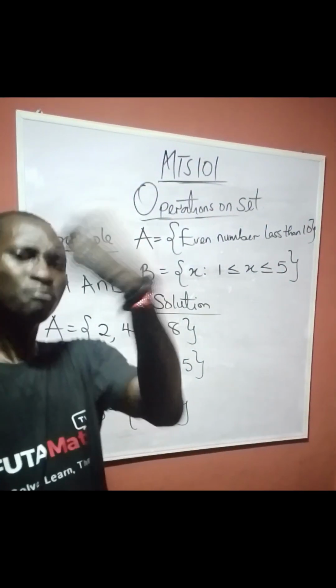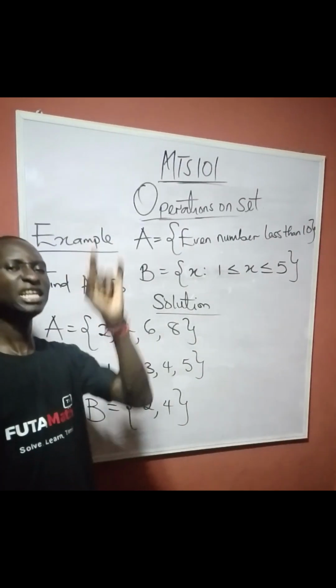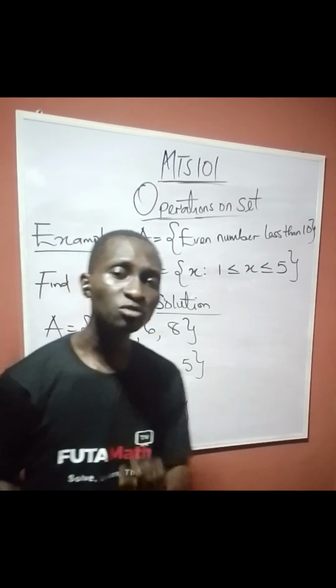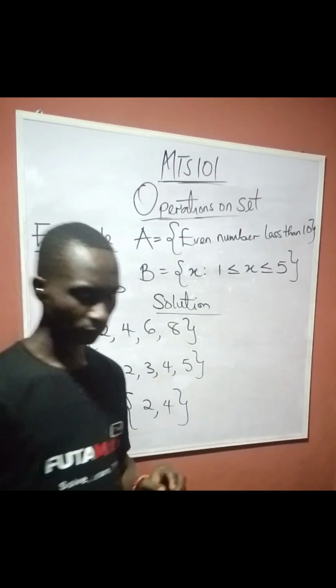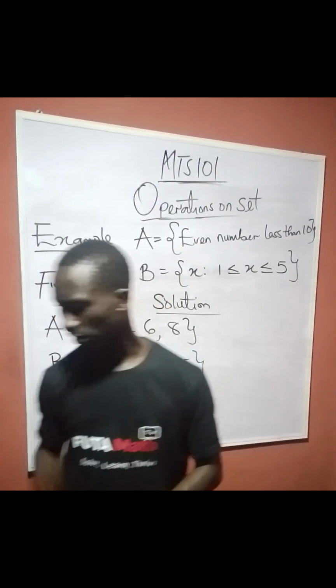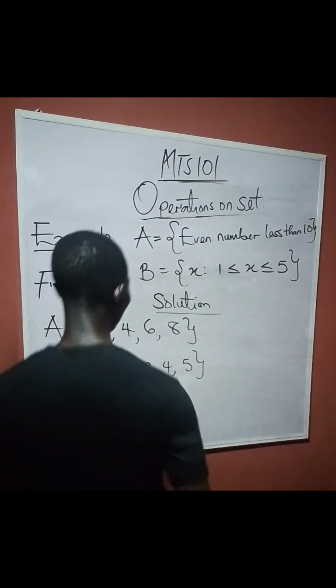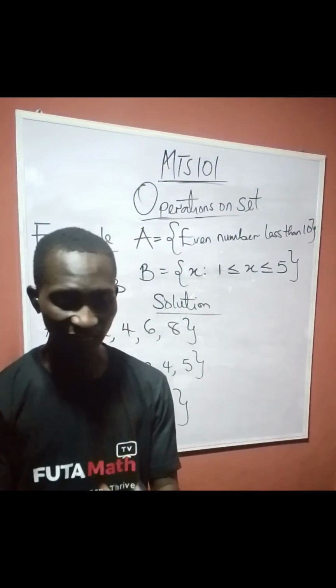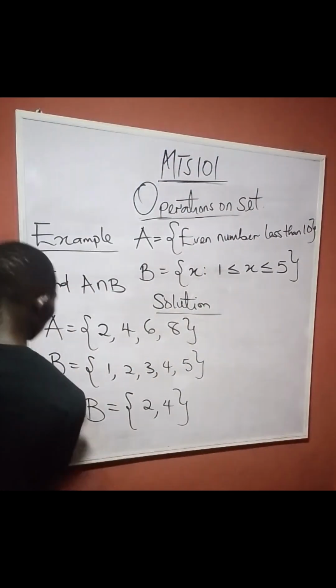Now, intersection brings me back to a definition of a type of set which we call a disjoint set. What do I call it? A disjoint set. What do we mean by a disjoint set? Now let me give an example.